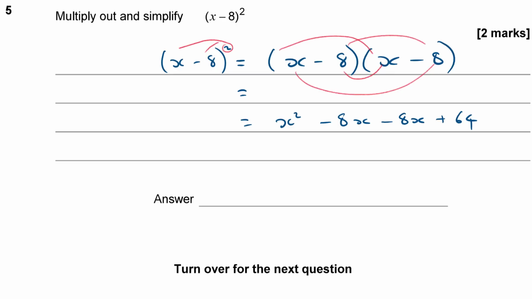Once I've written my 4 terms out like that, you'll notice I've got 2 terms in x in the middle, which I can combine together to make x squared minus 16x plus 64. And that is my final answer.